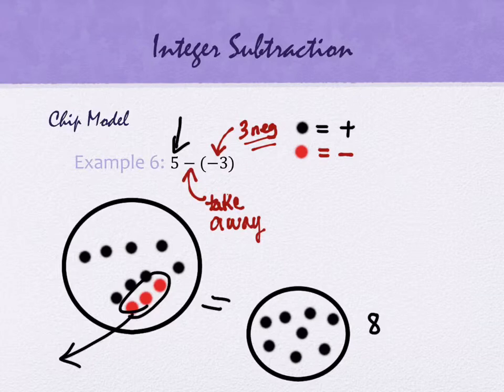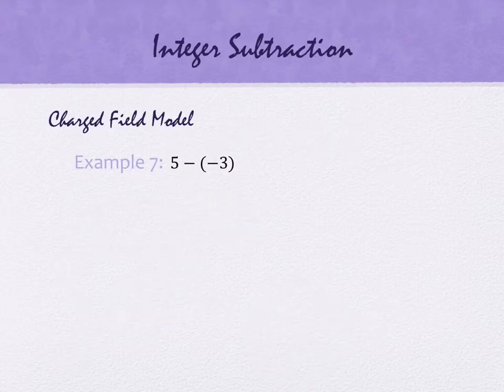And this is a concrete model that shows why subtracting a negative gives you a positive. Right? Subtracting a negative gives me a positive. The charged field model works very similarly. As you remember, charged fields mean that I add pluses and minuses into my circle.